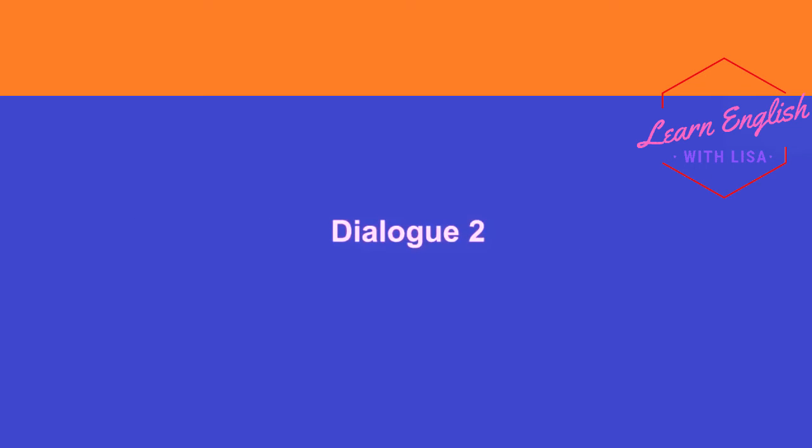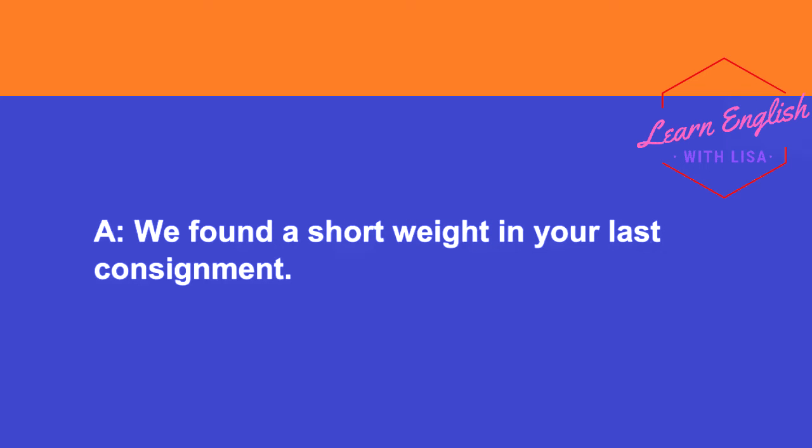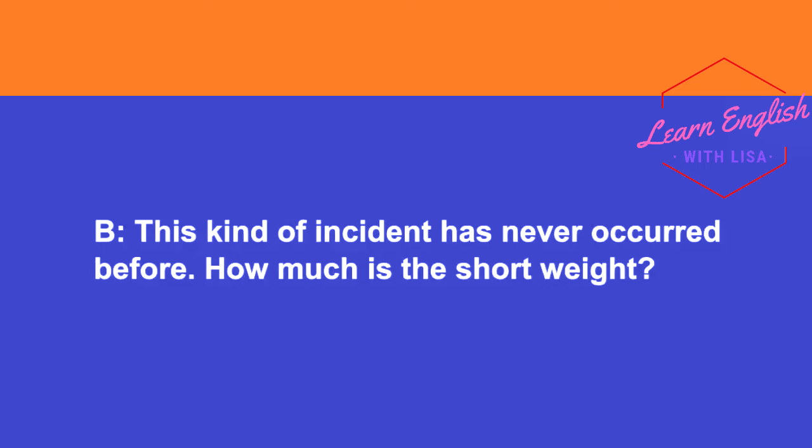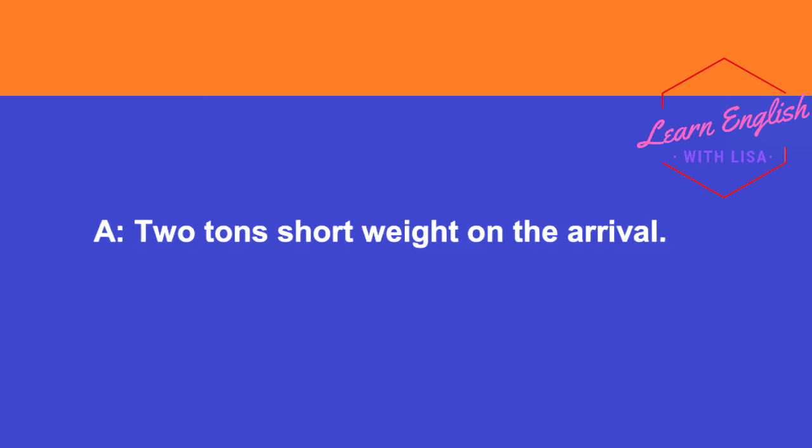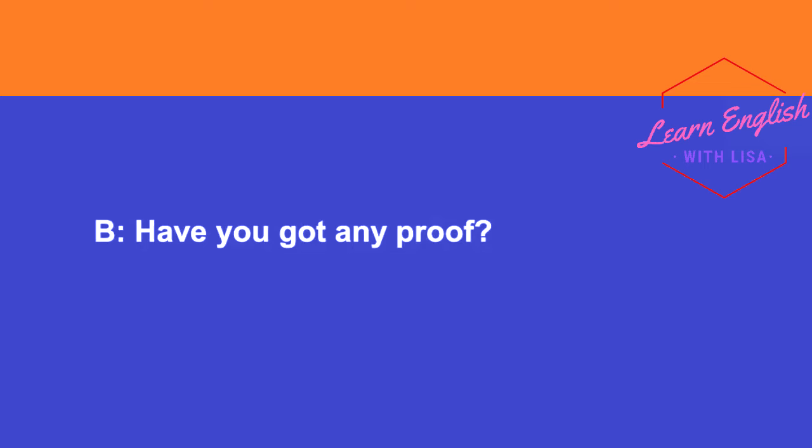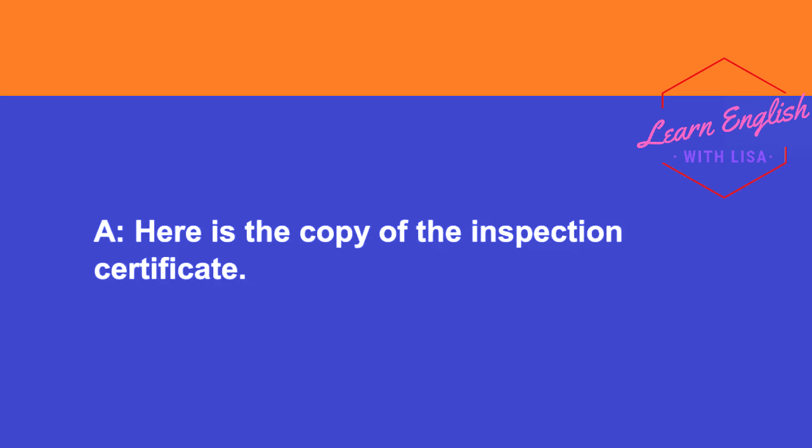Dialog 2. We found a short weight in your last consignment. This kind of incident has never occurred before. How much is the short weight? 2 tons short weight on the arrival. Have you got any proof? Here is the copy of the inspection certificate.